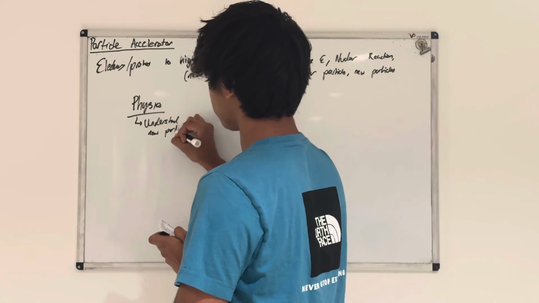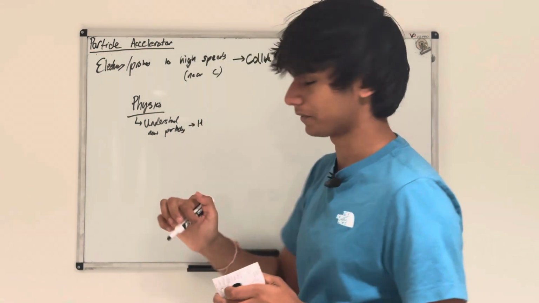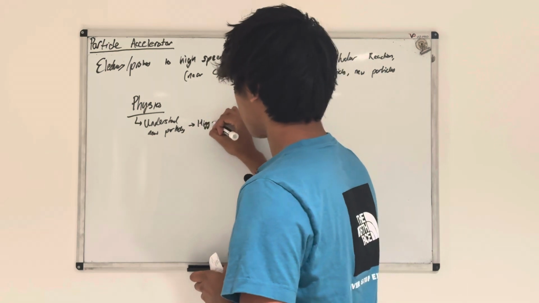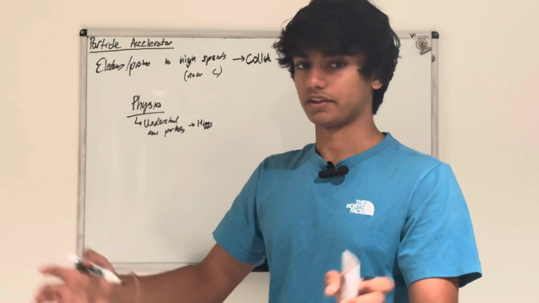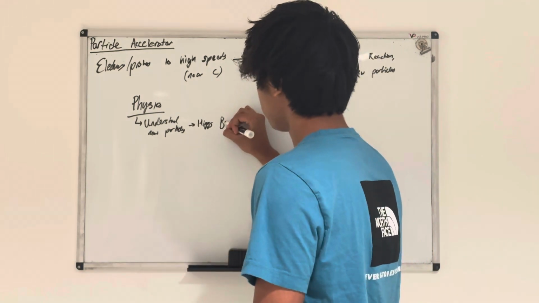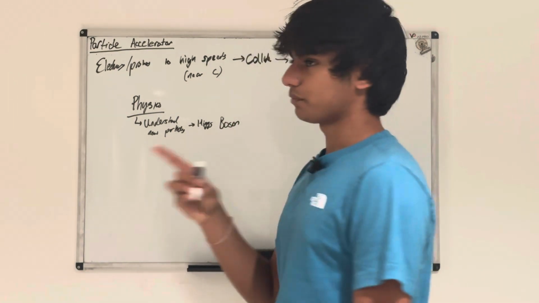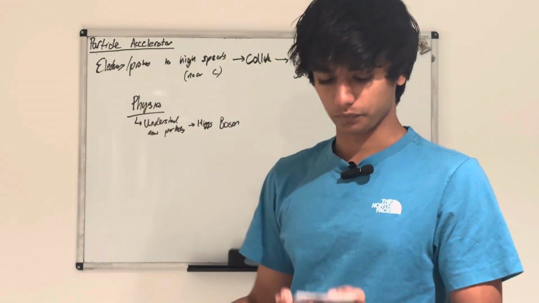The Higgs boson was a new subatomic, super tiny particle that was discovered by CERN at the Large Hadron Collider, which is a huge collider, the biggest particle accelerator in the world, in Switzerland. And they discovered this particle, the boson, in 2012. And so that's one reason why these accelerators are useful.